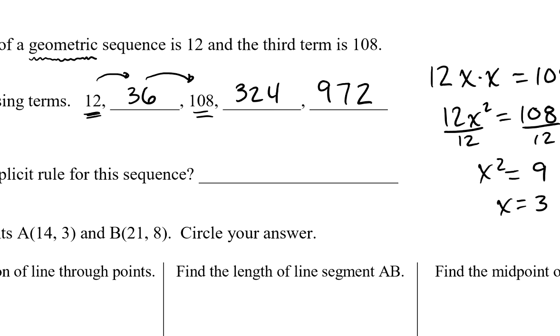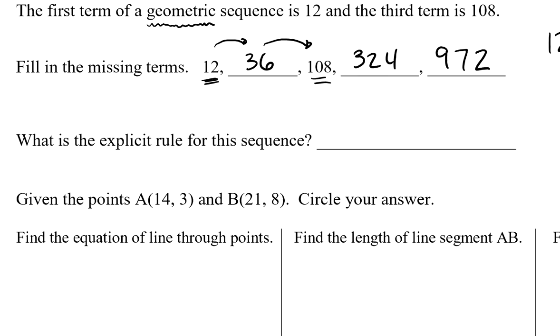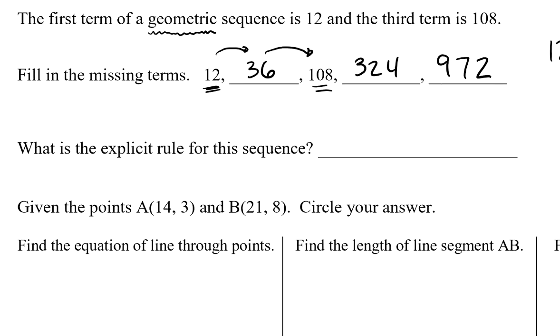So if I want to write the explicit rule for this sequence, I'm going to calculate the 0th term. Again, we see we proceed forward by multiplying by 3. So if I want to figure out the 0th term, I'm going to divide by 3. 12 divided by 3 is the number 4. So I'll use this t of n notation. If I want to know the value at any spot in this sequence, all I need to do is give it the value n that I want.